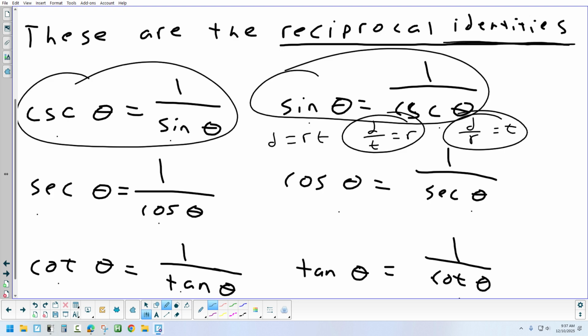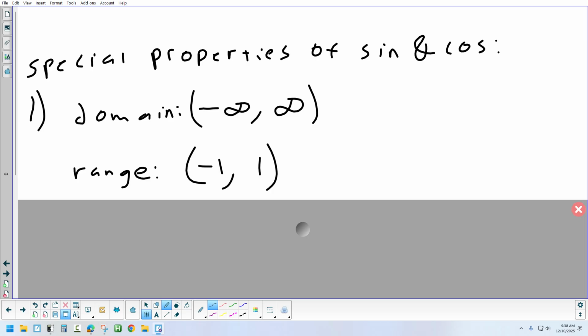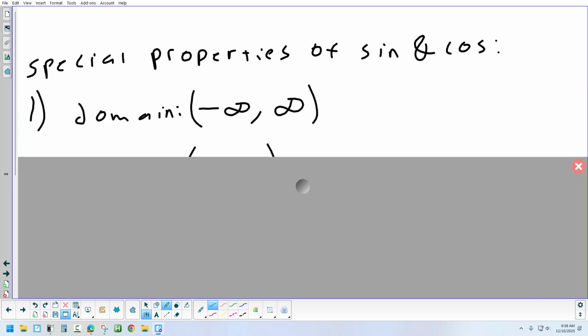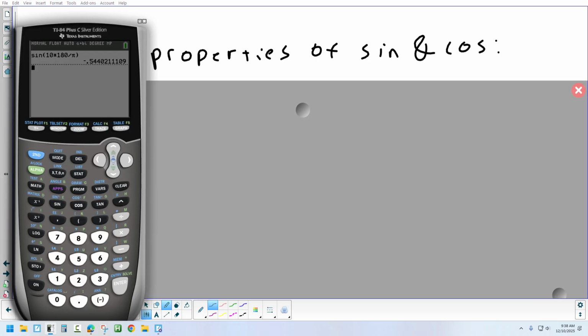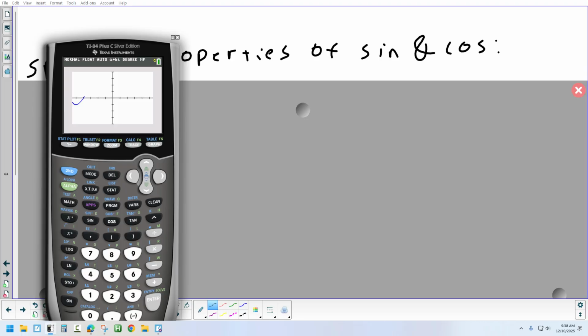Any questions on those? All right, so that's one property I want to look at. The next property. This is going to be the first time we've seen the graph, but I want to show you a picture of what sine looks like. That's what sine looks like. It's not linear, it's a wave.